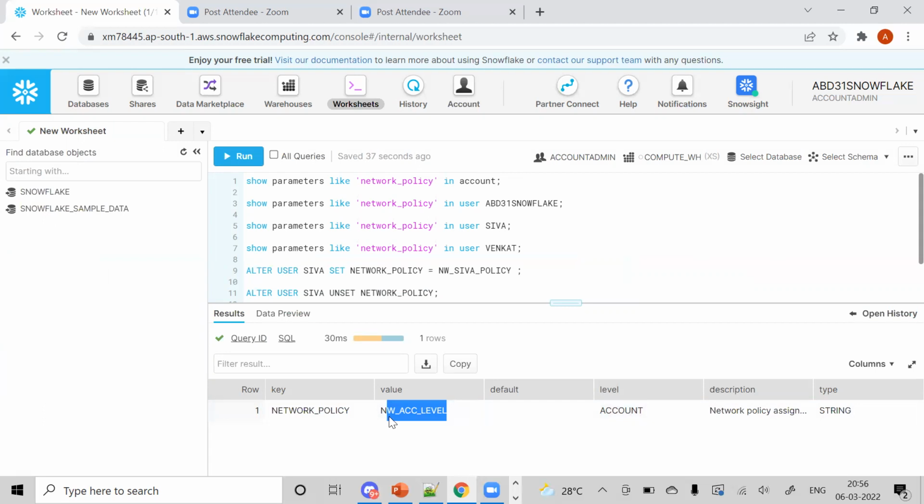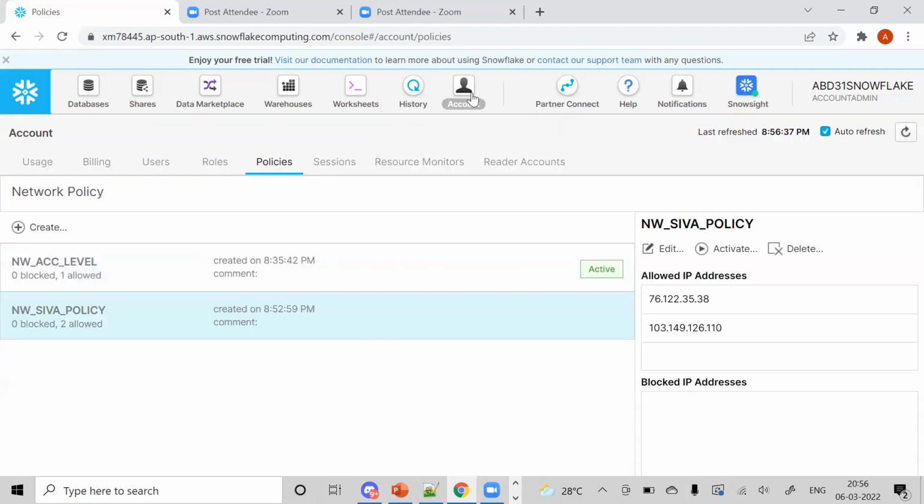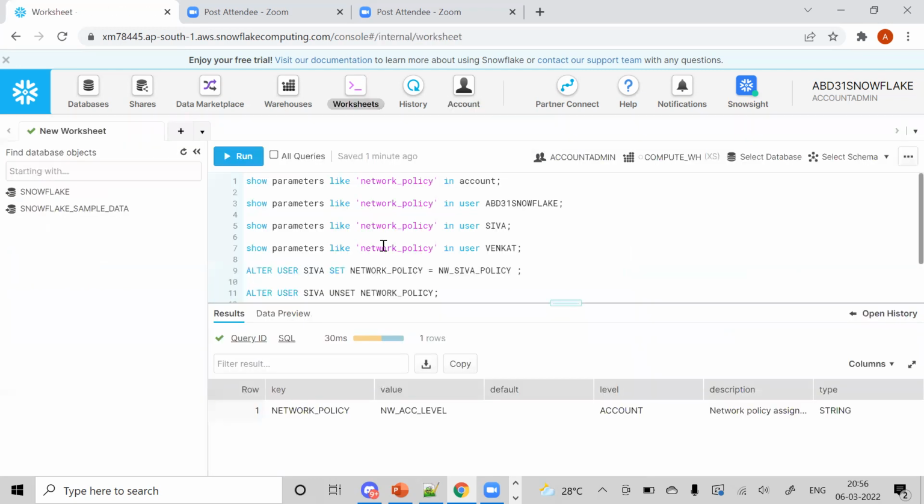Okay. So what I'm going to do is the other policy, Shiva policy, this one, I am going to just enforce. As you can see, I cannot enforce this at account level because already there's one active. So what I'll do is I will enforce this policy to a particular user in my account. That is you, Shiva. Okay. So this is the command: alter user Shiva set network policy equal to network Shiva policy. Done.